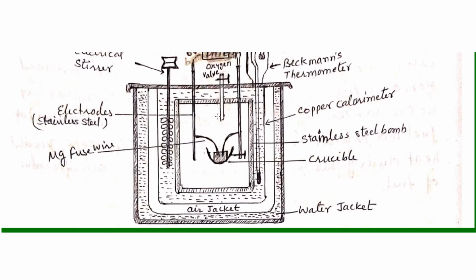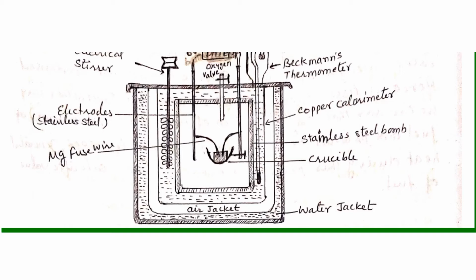this is the bomb calorimeter, which is made of stainless steel and able to resist high pressure and corrosion. The bomb is provided with a lid, a screw type lid, on the body of the bomb so as to make a perfect gas tight seal. It also has two stainless steel electrodes, one and the second.